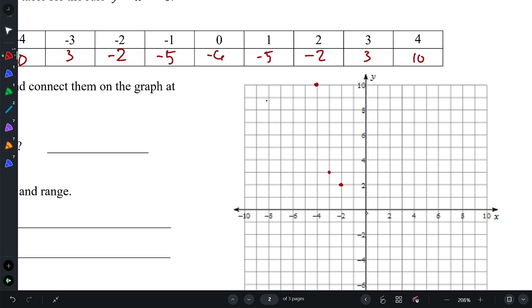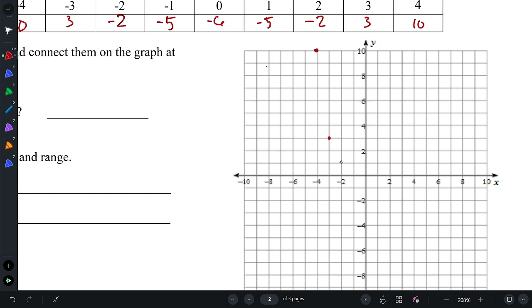Oh, no, -2 is going to -2. And -1 is hitting at -5. 0 is hitting at -6. And then I see some symmetry here, right? The 1 is going back to -5. The 2 is hitting at -2. The 3 is back up to 3. And then finally, the 4 is way up to 10.